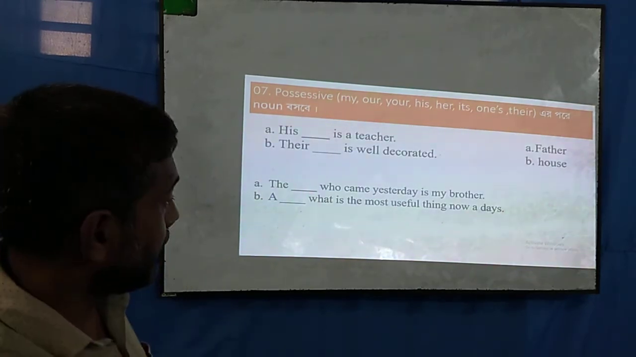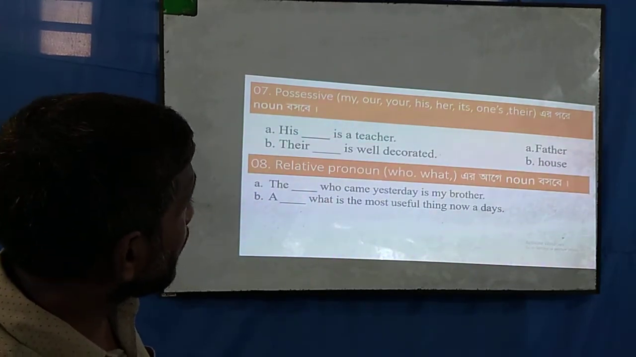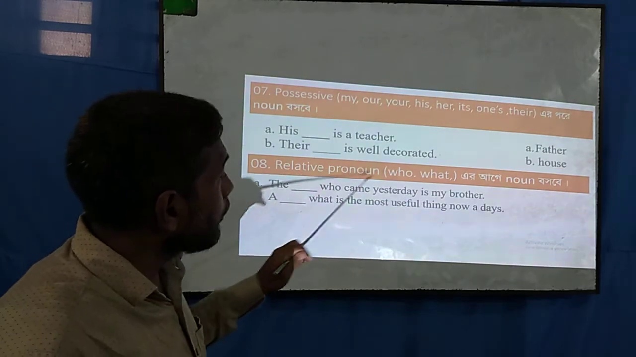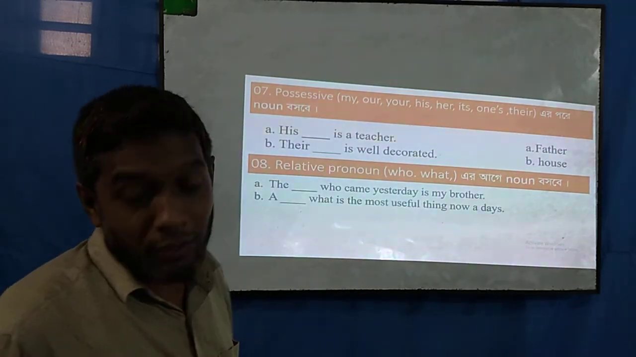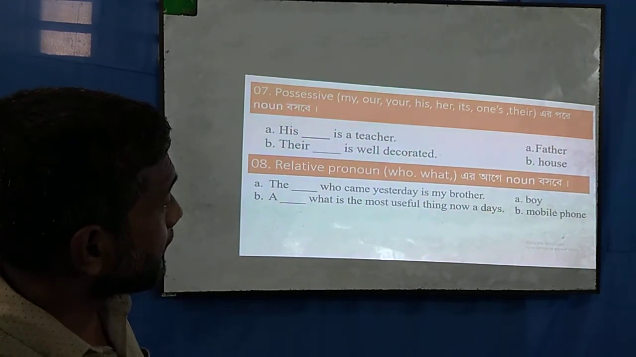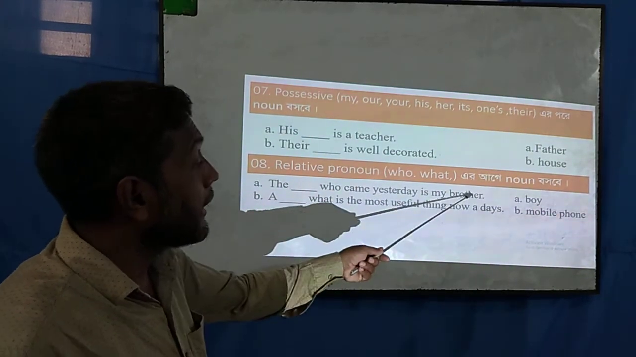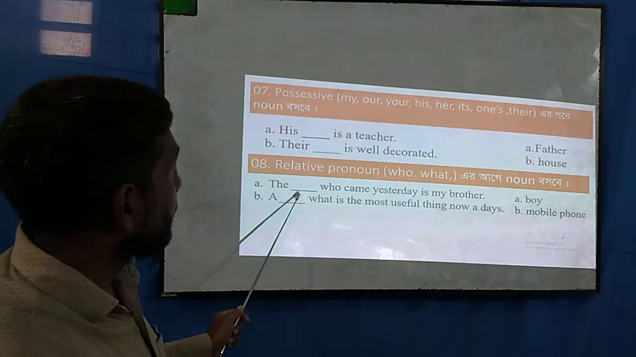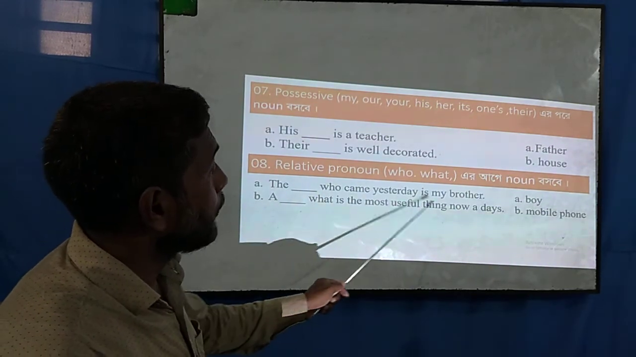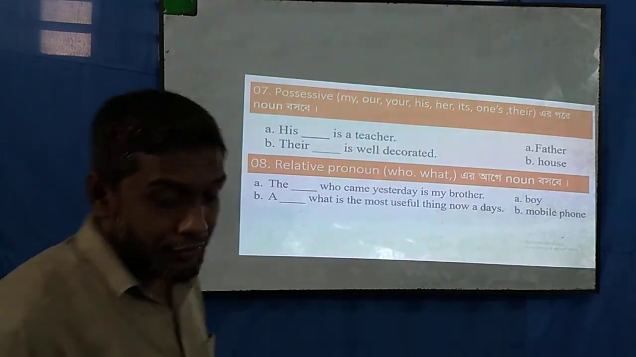You know it completely. Just look at the rule first. Before the relative pronoun who, what, a noun comes, we know it, and just match your answer. The boy who came yesterday is my brother. Again, a mobile phone. What is the most beautiful thing nowadays?